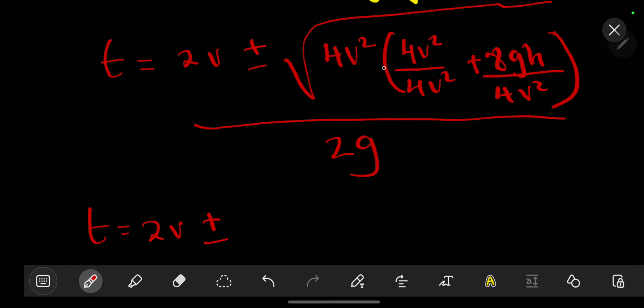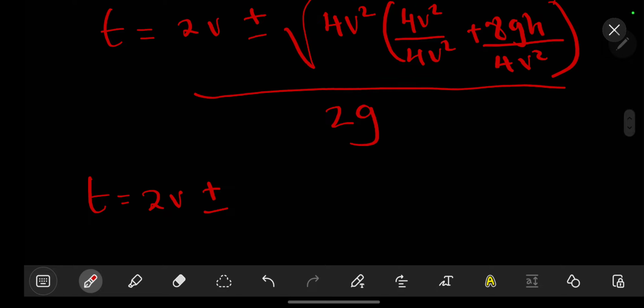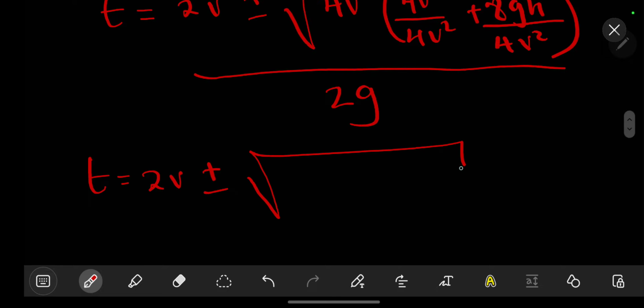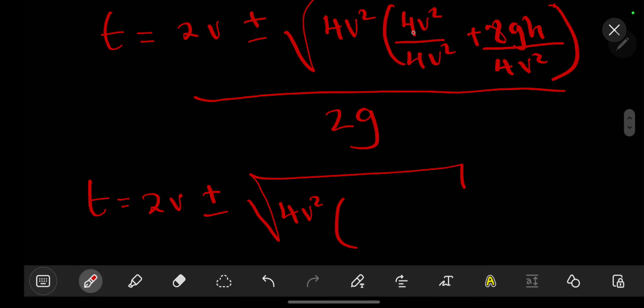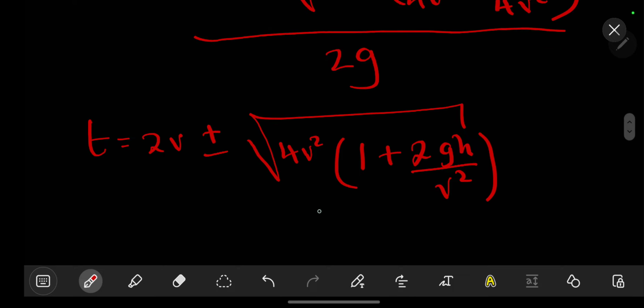minus the square root. So we have the square root of our 4v squared. Then 4v squared divided by 4v squared will give us 1. Then we have plus our 8 divided by 4, which will give us 2gh. Then the only value we're remaining with here is a v squared. So this is what we have there. Then we have over our 2g like that.